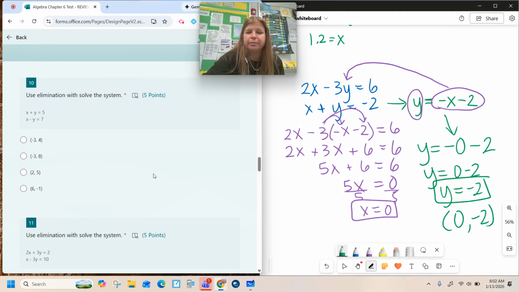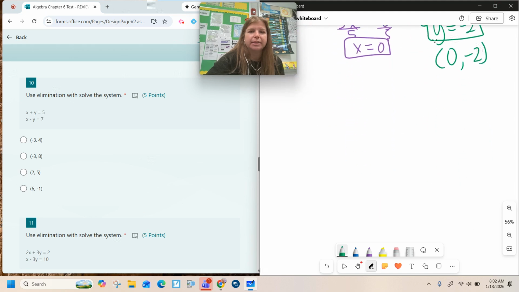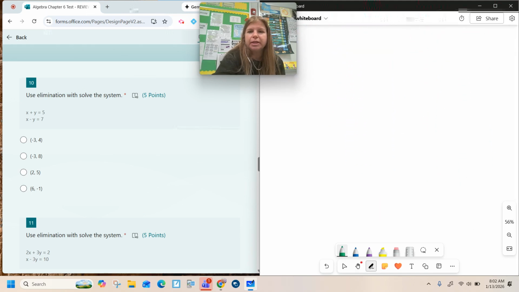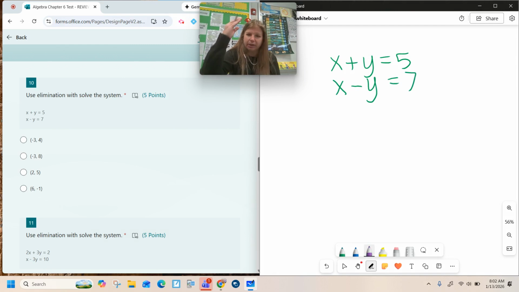Elimination practice now. Elimination is a very good skill for solving a system. Graphing is a strategy for solving. Substitution is a strategy for solving. But elimination works out so nicely when you have two equations that are in standard form, and when you stack them, you can clearly see that you have opposite coefficients of one of the variables.